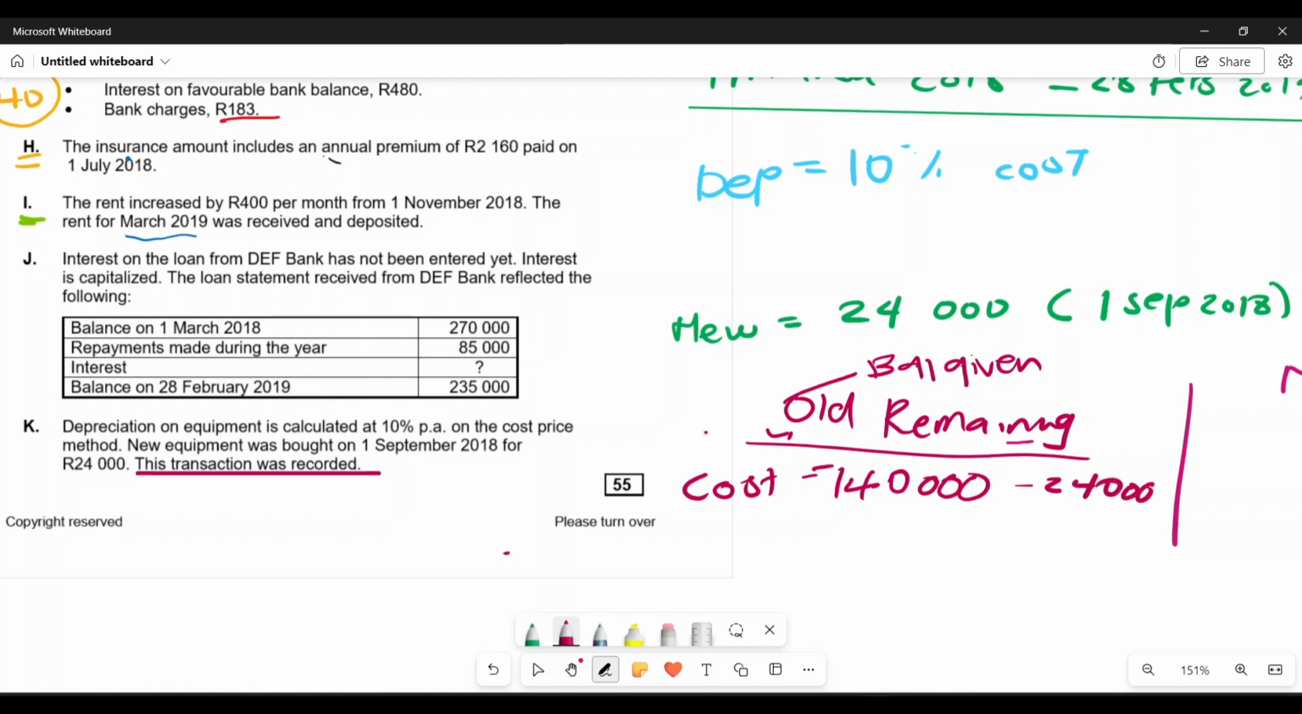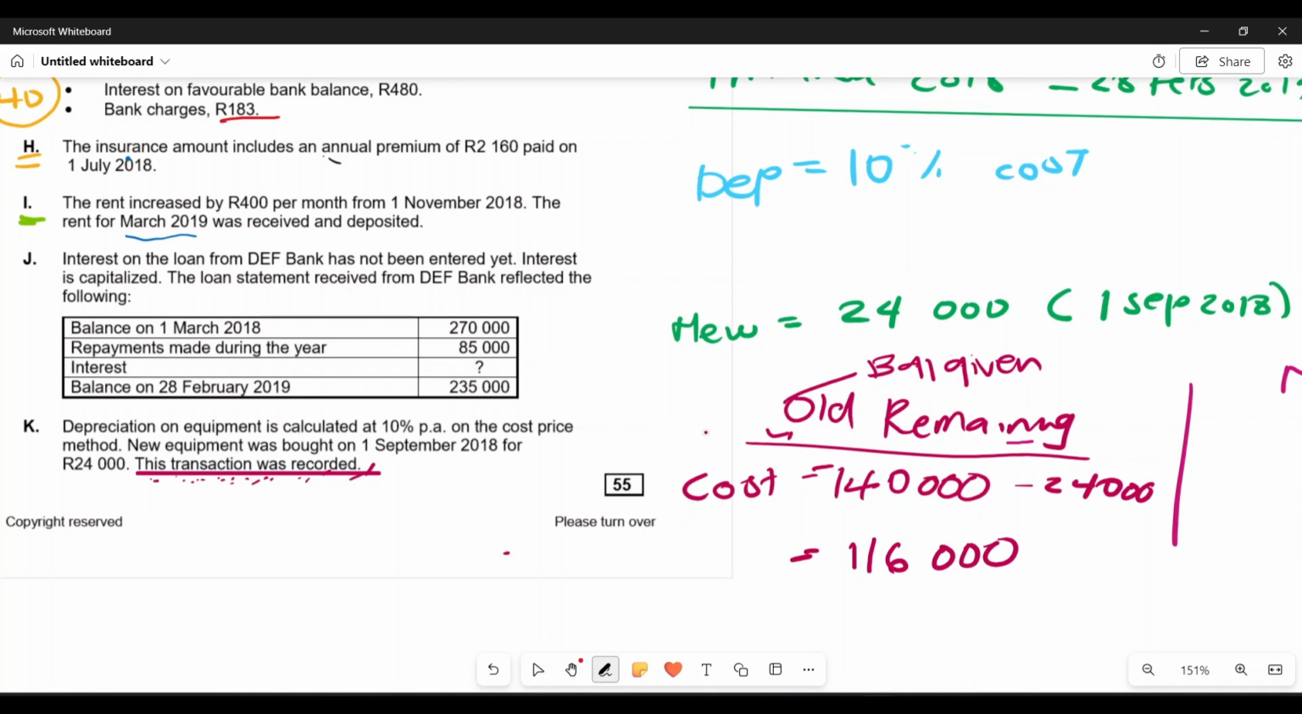If they said that this transaction was not recorded, then you would have used this 140,000. But because they explicitly mentioned that this transaction was recorded, you need to subtract it, because here you are not looking for the cost of both your new and old, you're just looking for the cost of your old. So always be careful of this. Always look out for whether the transaction was recorded or not. In this case, our cost of 140,000 minus 24,000 is equal to 116,000.